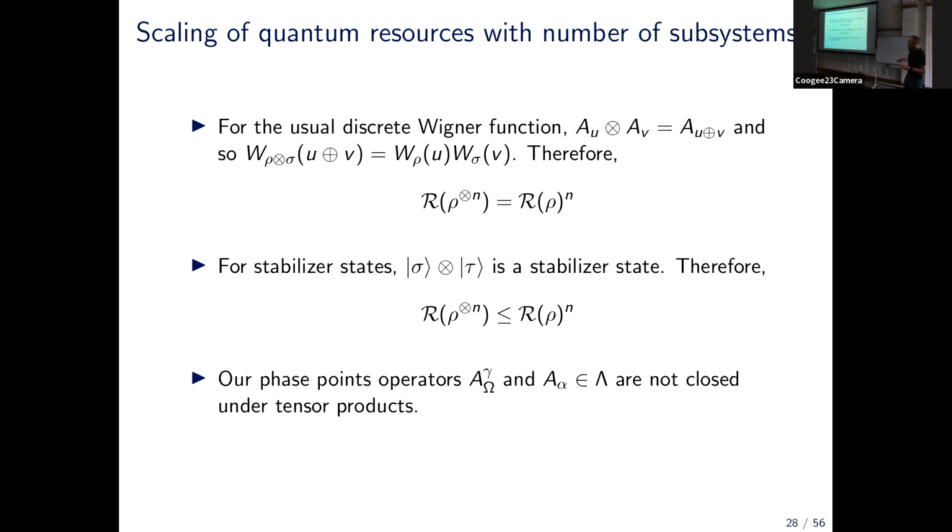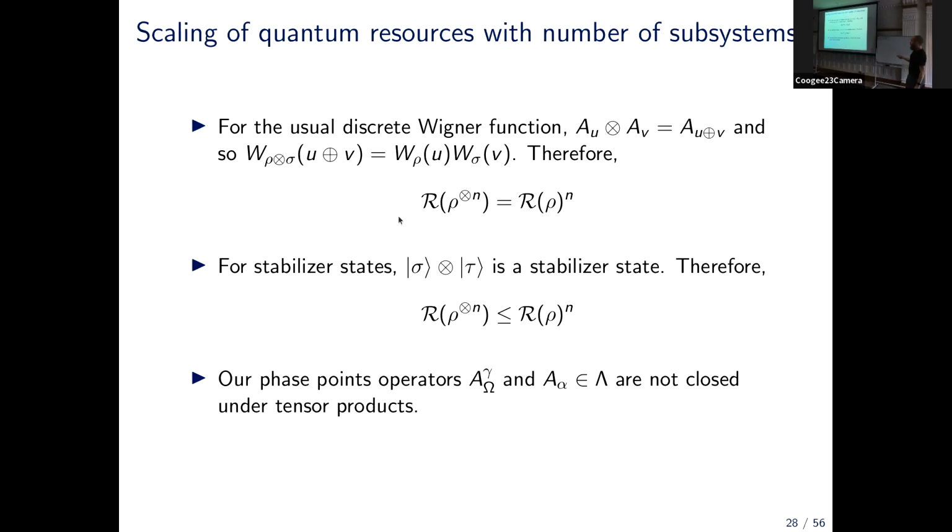But even still, even if we have a good understanding of the vertices, it's sort of hard to talk about scaling of quantum resources with the number of subsystems. And here's why. With the usual discrete Wigner function in odd dimensions, if you take a tensor product of 2 phase point operators, you get another phase point operator. And every phase point operator is constructed in this way as tensor products of phase point operators on fewer qudits. And this means that if you have a Wigner function of a product state, it just factors into a product of Wigner functions on the 2 individual states.